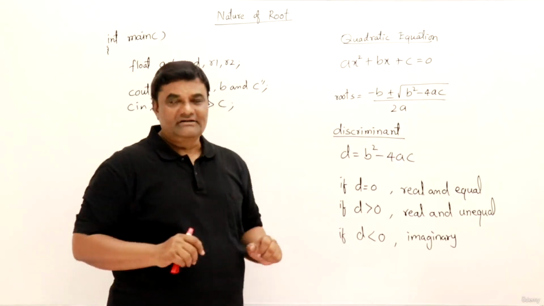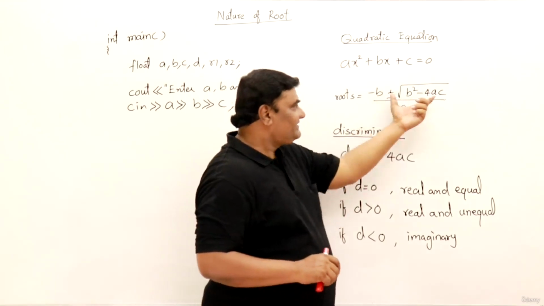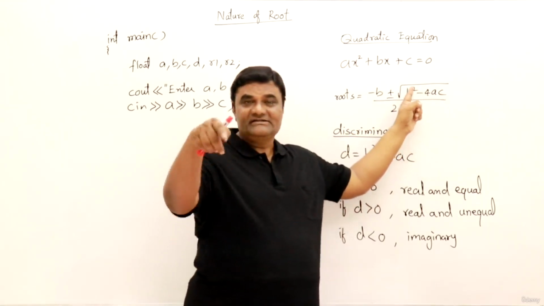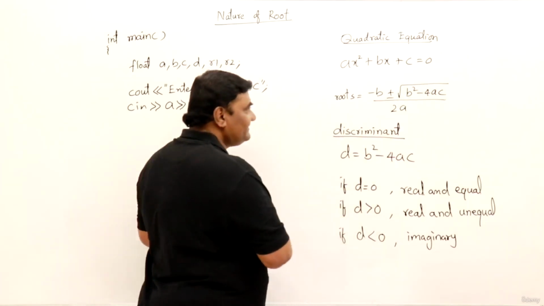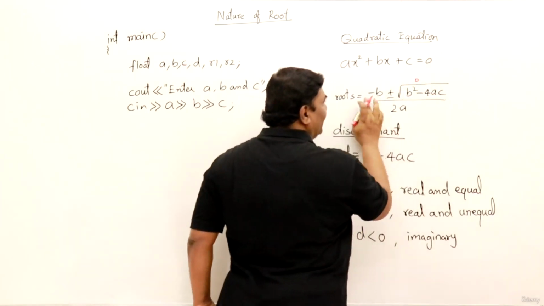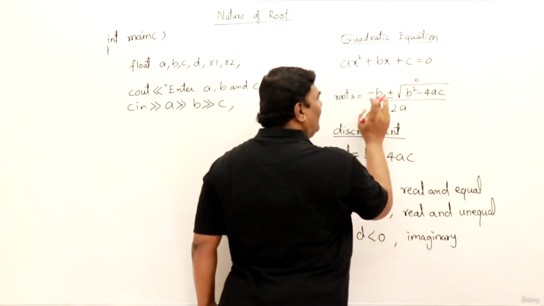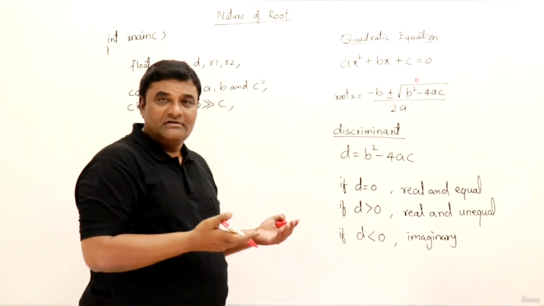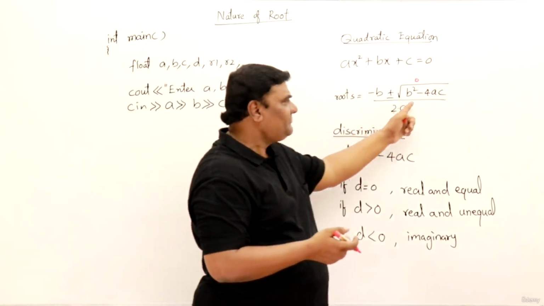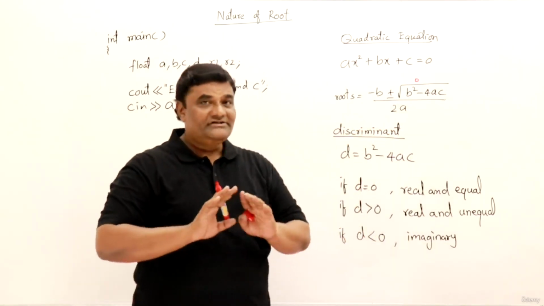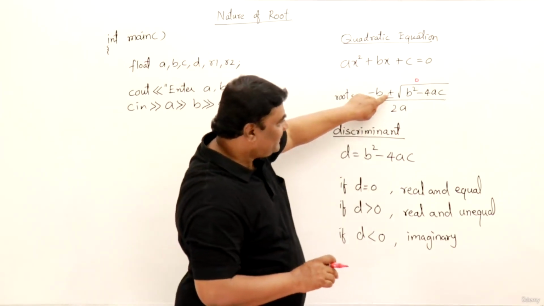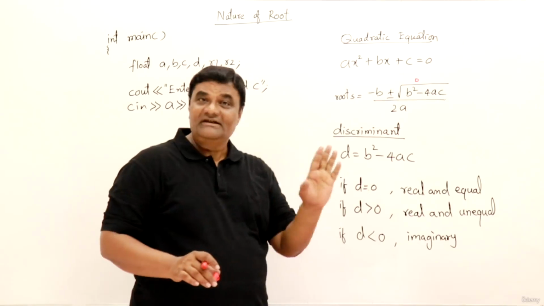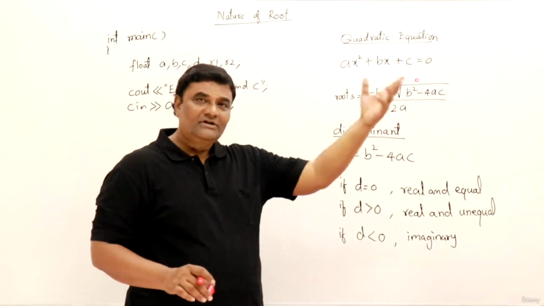Now let us come to the point. See, inside this root, if b square minus 4ac is becoming 0, if this whole thing is 0, then what happens? Minus b plus 0 or minus b minus 0. It's the same thing only. 0 has no value. Whether you take plus or minus, you get the same answer. What is that? Minus b by 2a. You get the same answer, minus b by 2a.